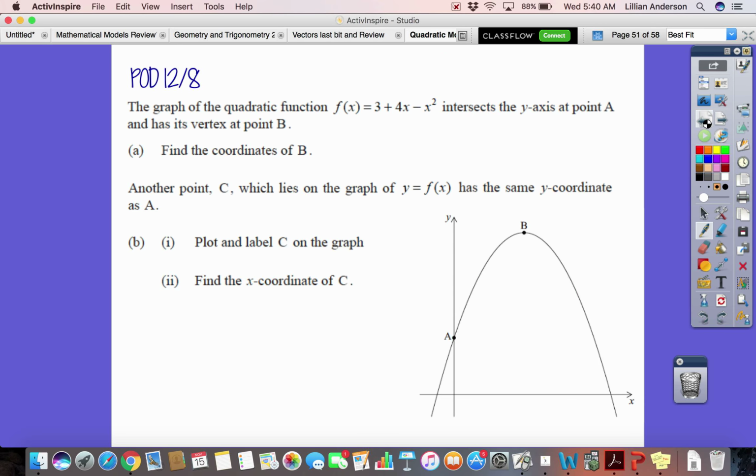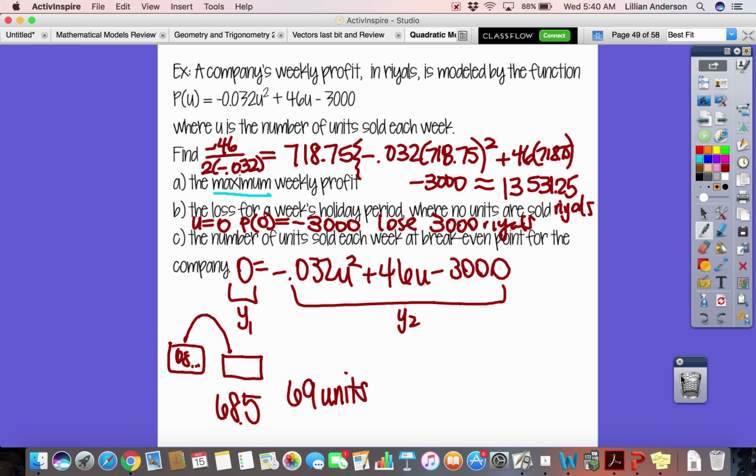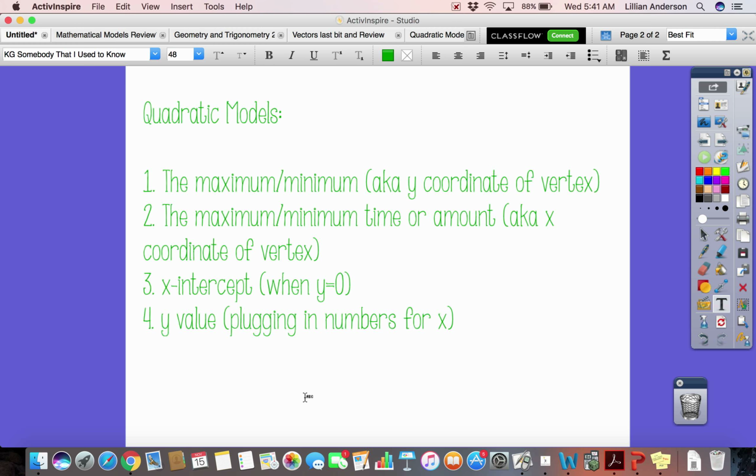But basically, in the application part, you're going to be looking for potentially 4 items. You could be looking for the maximum or the minimum of something, maximum area, minimum cost, any of that, which basically means the y-coordinate of the vertex. The maximum or minimum time or the amount of a product that the company makes, that would be the x-coordinate. So if they ask for the time it takes to reach the maximum, or how long it would take to produce the minimum cost, you're looking for the x-coordinate of the vertex.